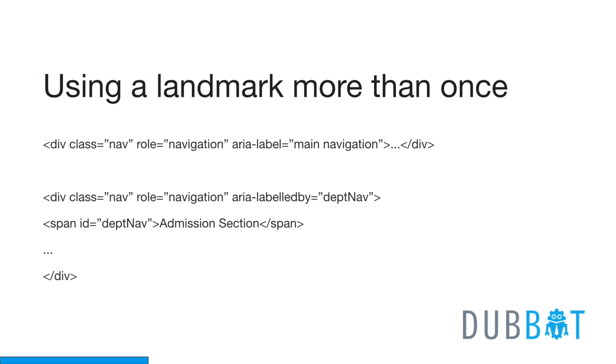So using a landmark more than once on a page is totally fine. I have up here an example, and ideally I would have used the nav element, but just hypothetically speaking, say you're using an old Bootstrap template that didn't have HTML5 elements like nav. You could have role equals navigation, and here is an example of how you would provide a label to the navigation so that people would know which navigation it is. I'll get into the difference between aria-label and aria-labelledby. But I just wanted to show this example of two different navigation systems with two different labels and two different ways to label them.